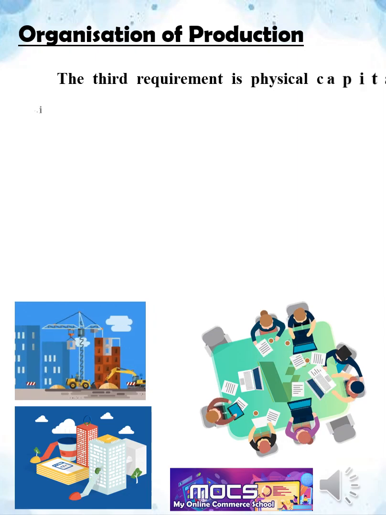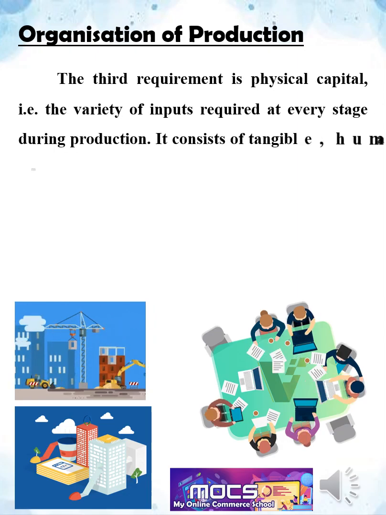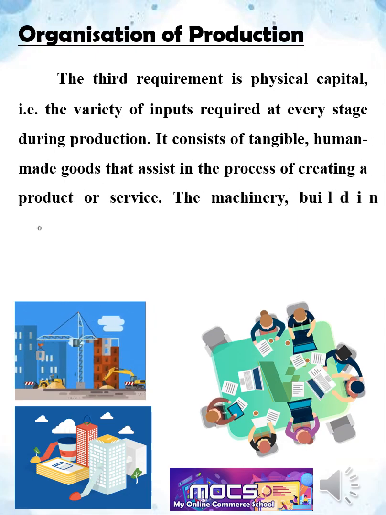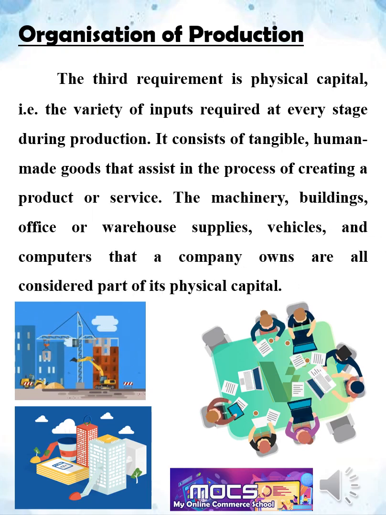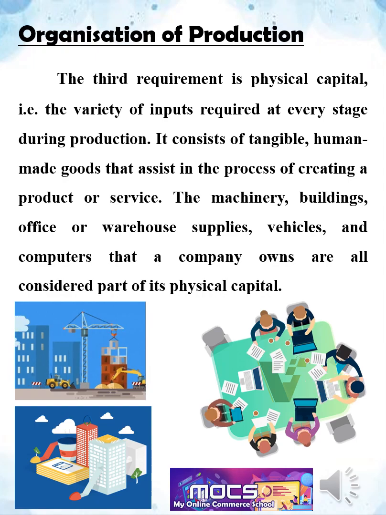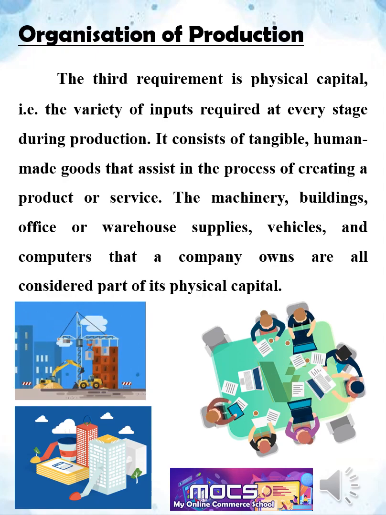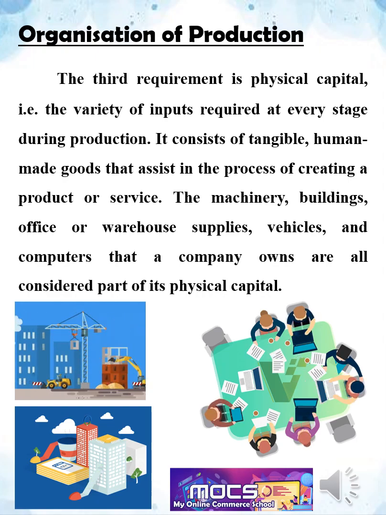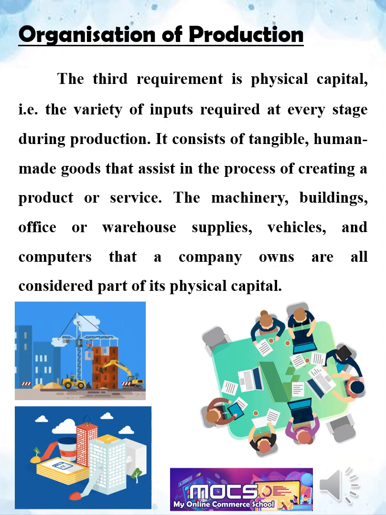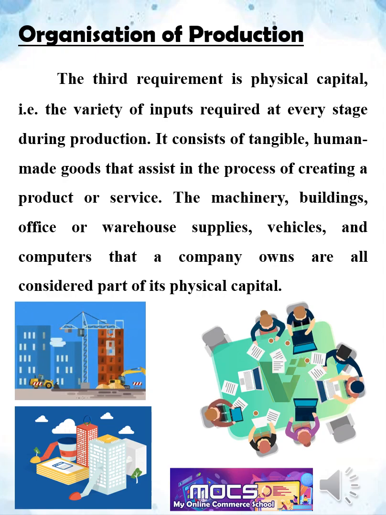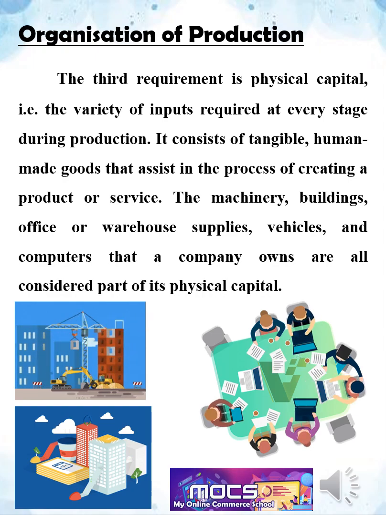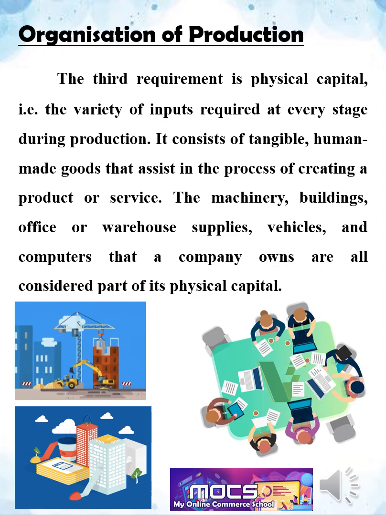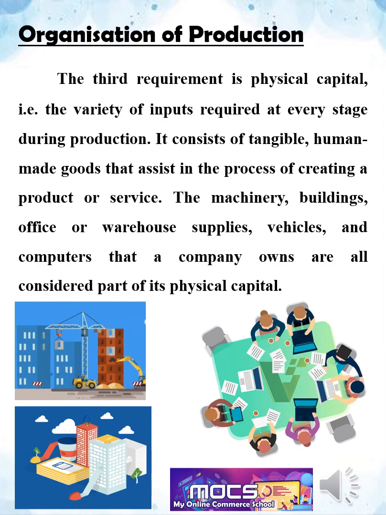The third requirement is physical capital, that is the variety of inputs required at every stage during production. It consists of tangible, human-made goods that assist in the process of creating a product or service. The machinery, buildings, office or warehouse supplies, vehicles, and computers that a company owns are all considered part of its physical capital.